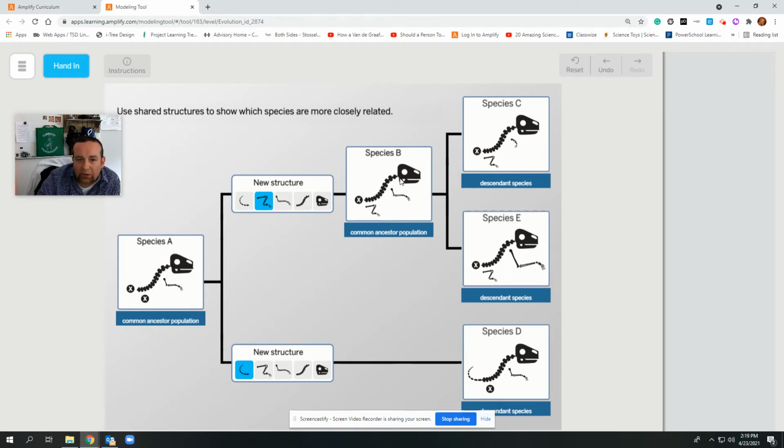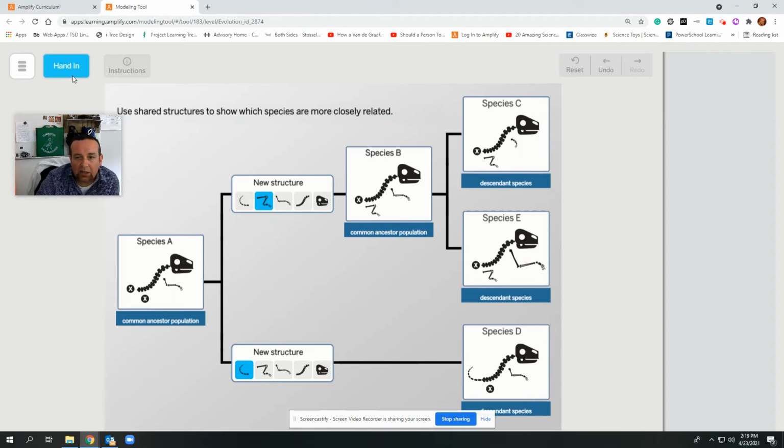So we can see, for whatever reason, the change in the environment that happened here for species B and species D. One of them was advantageous to have a tail, one was advantageous to have hind legs. And then with this split in the environment, we see that in one of those environments it was better to have a smaller front limb, and in one of those environments it was beneficial to have a larger front limb.